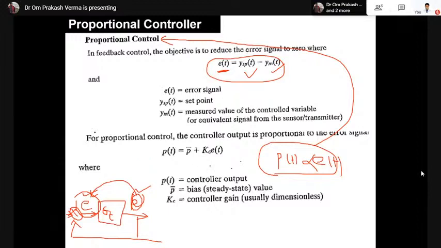When the proportionality is removed, one constant is there, known as Kc, the proportionality constant, or the proportional gain. This equation represents that: Pt equals Kc into Et, but some bias value is written here. This bias value represents some steady state value. Why a steady state value?